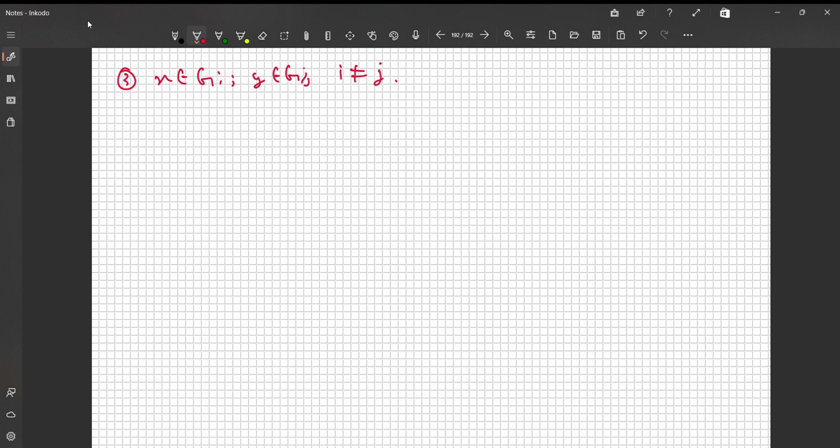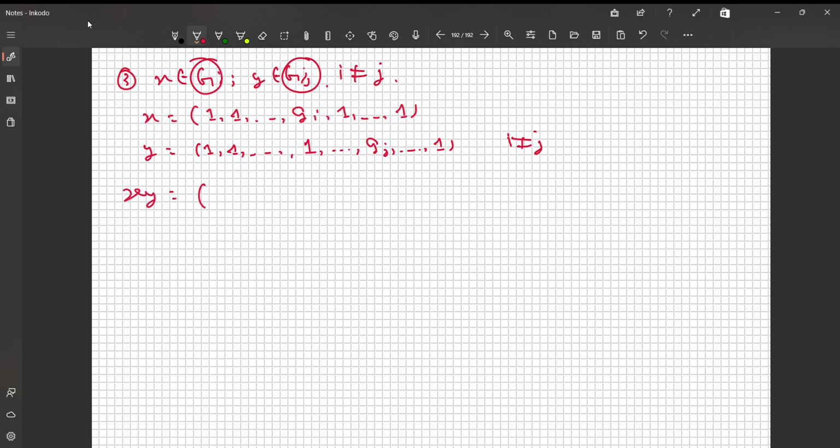Okay. The third statement is also quite obvious, but let me just make you understand this. So I am choosing x from Gi, y from capital Gj, where i is not equal to j. Now Gi and Gj can be considered as subgroups of capital G. So I can consider x to be the element 1, 1 with the ith position element arbitrarily chosen from capital Gi, 1 here. Y can be thought of as 1, 1. In the ith position it also has 1. In the jth position it has an arbitrary element gj, and you have 1 here.